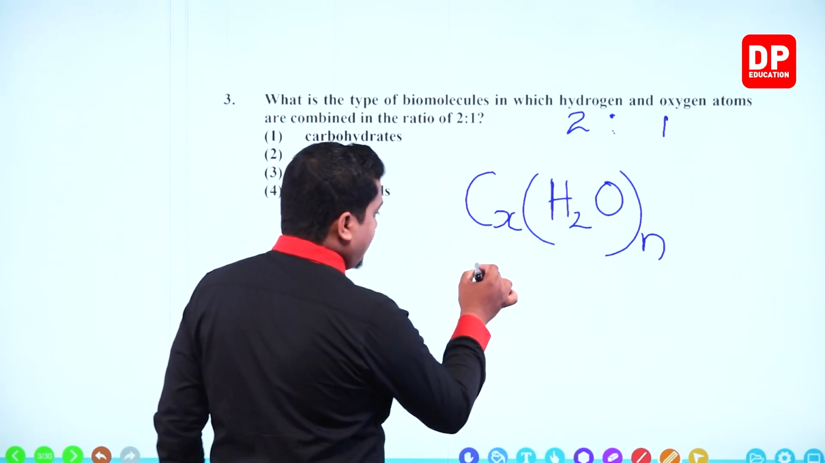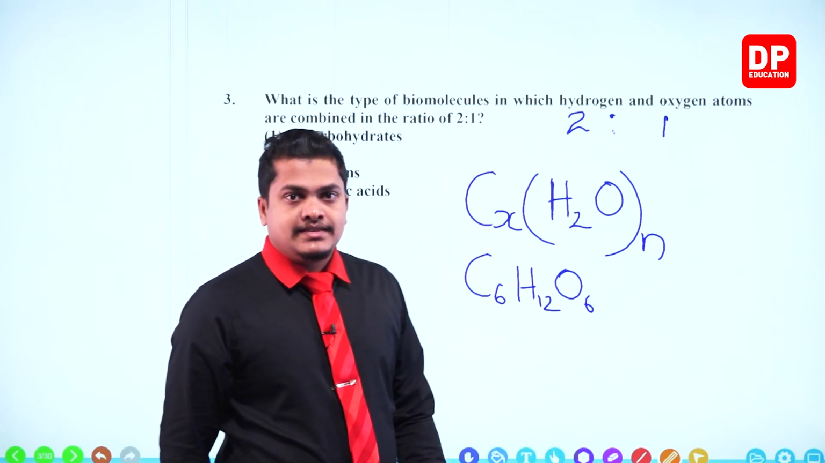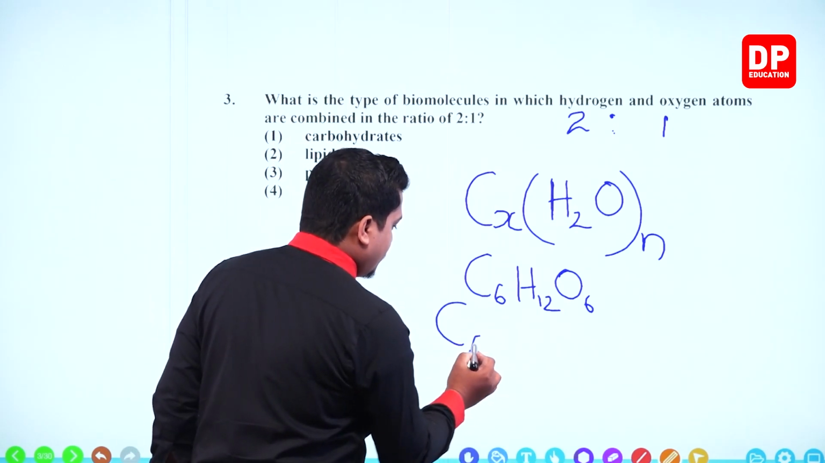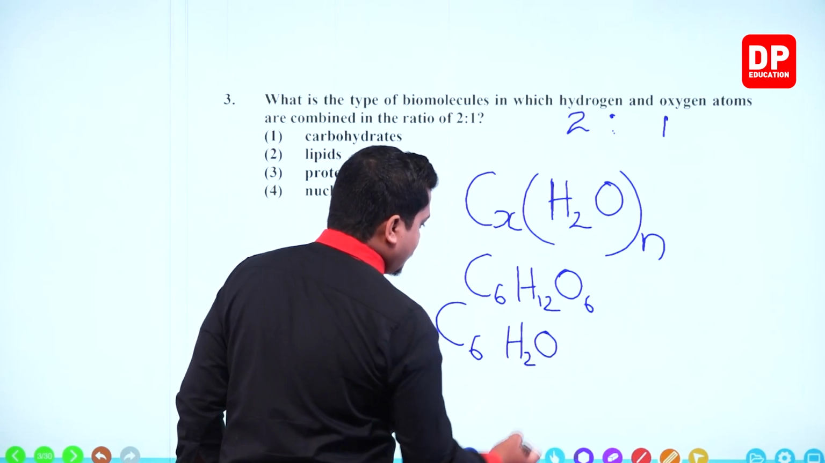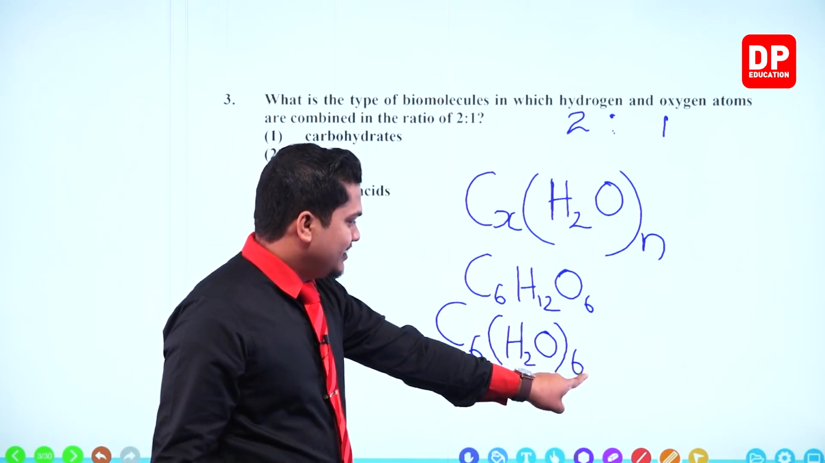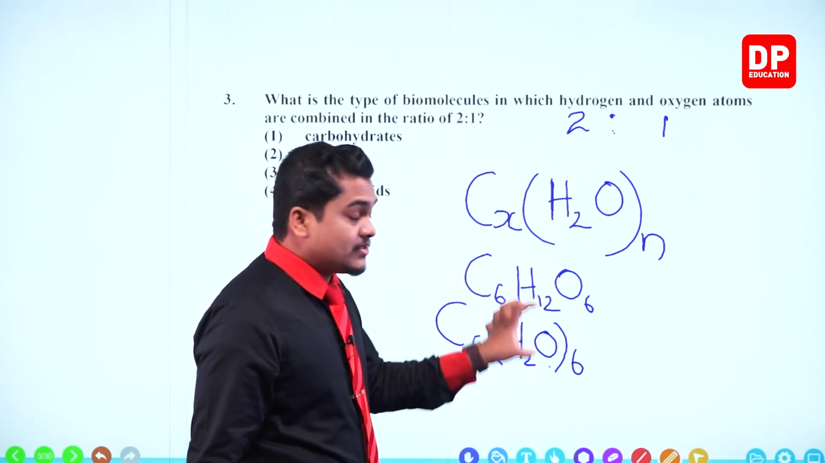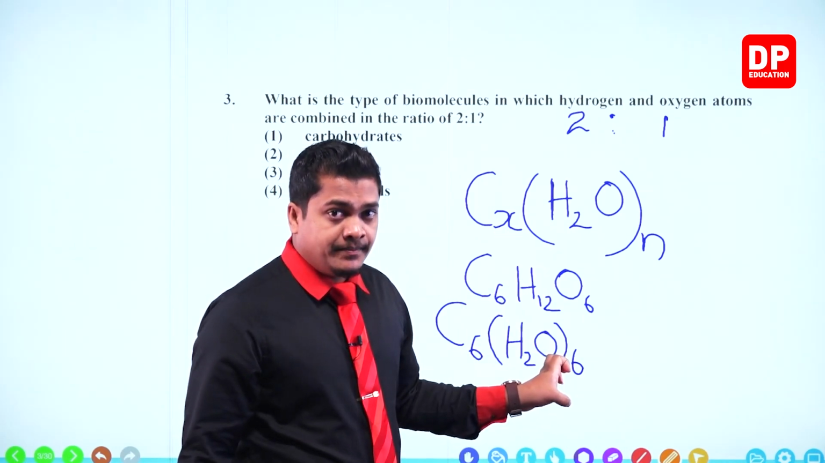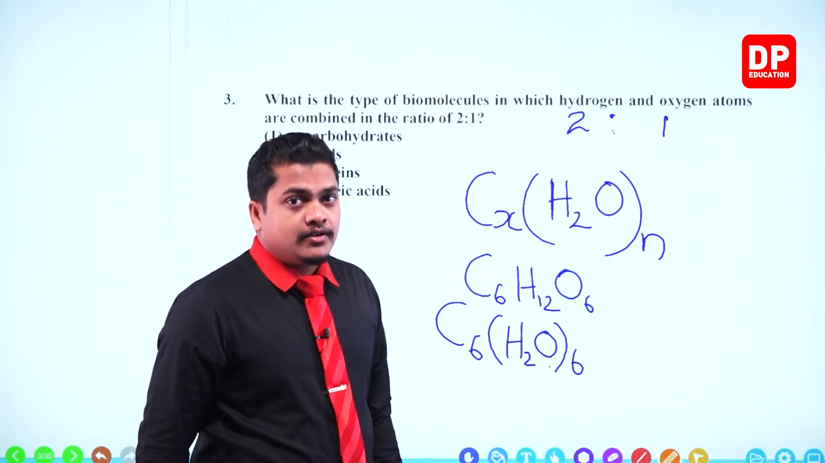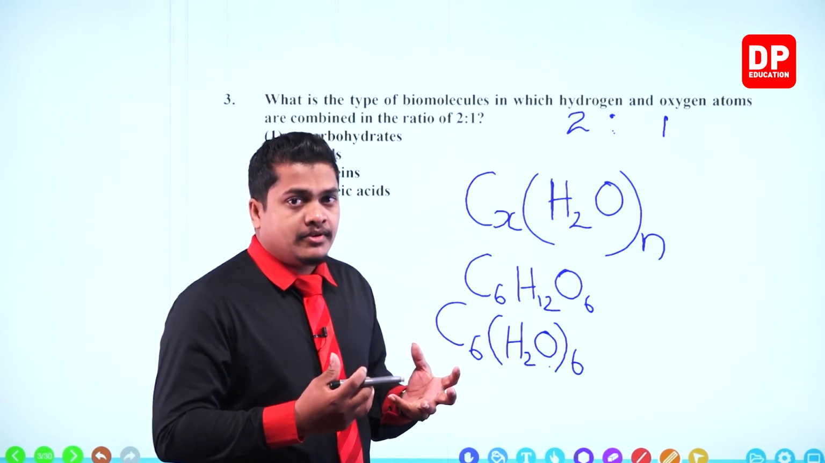For example, let's take C6H12O6. You know that this is glucose. So, 6 carbon, and you can take H2O like this and put it like this, right? See, 6 times 2 is 12, 6 times 1 is 6. So for 6 carbon atoms, 6 water molecules join together to create a glucose molecule. Glucose is the best example. It is the simplest carbohydrate that we can observe in our environment and even in the bodies of organisms.